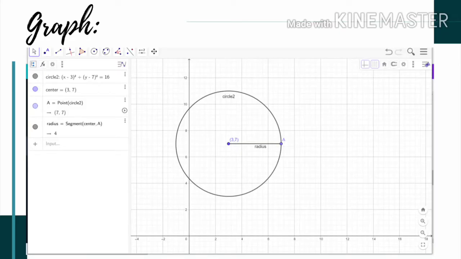So there we have it. This is the graph for our circle 2. So we have the standard form, which is x minus 3 quantity squared plus y minus 7 quantity squared is equal to the r squared, or the radius squared, which is 16. So the center of our circle is 3, 7, and as you may have seen here, we have the radius connecting the center, 3, 7, to a certain point here, which is point A, and the radius here is equal to 4.